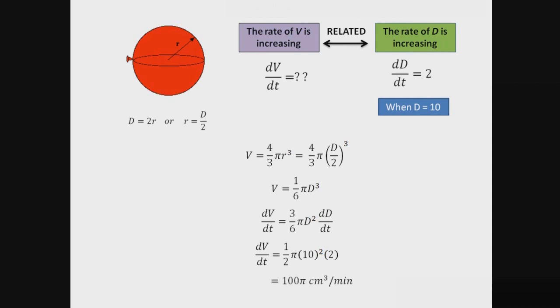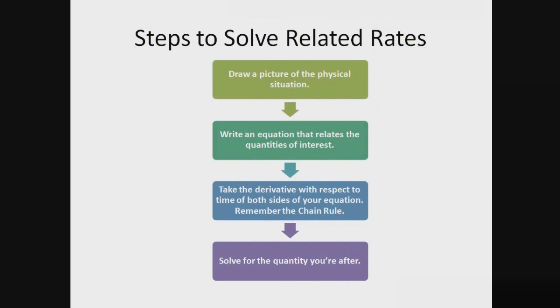Before we end our lesson, as a conclusion, there are 4 steps to solve related rates. First, you need to draw a picture of the physical situation in order to help you imagine how to solve it. Number 2, write an equation that relates the quantities of interest. Step number 3, take the derivative with respect to time of both sides of your equation, and you must also remember the chain rule. And last, you need to solve for the quantity that you are after. And that's it.